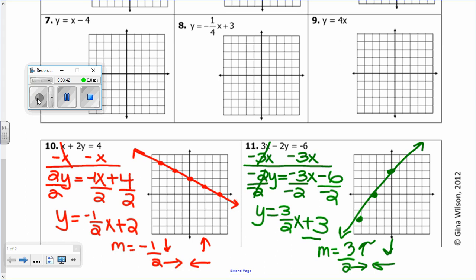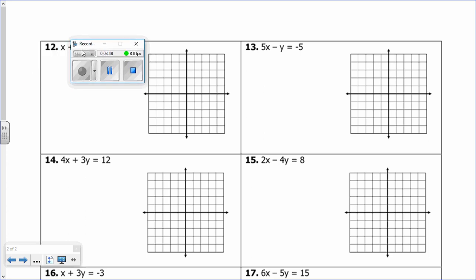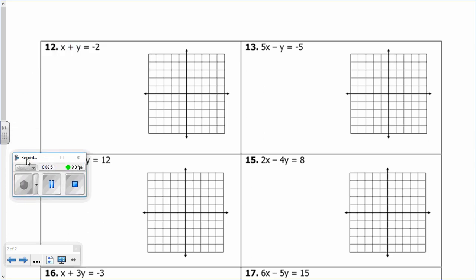Okay. All right, so let's turn it over and try the back. Number 12, we have x plus y equals negative 2. So we're trying to get y by itself. We're going to subtract x from both sides. Those cancel. So we get y equals negative x minus 2. But we don't have to do anything else because now we have it in slope-intercept form. So your y-intercept is negative 2. So plot a point at negative 2 on the y-axis.